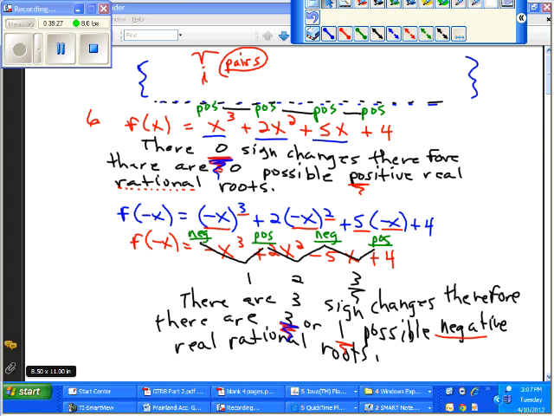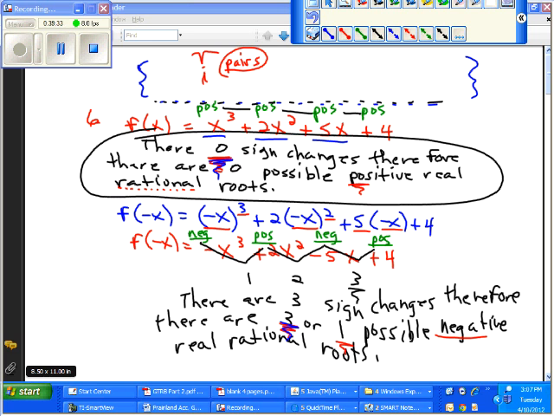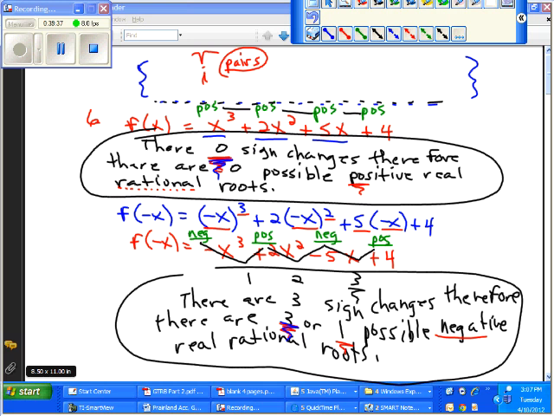Okay? You may say, well, what did you want for an answer? I want this sentence, and I want this sentence. And I wanted to see the work here where you plugged in negative x so that you could determine how many possible negative real rational roots there were. Okay? All right, any questions there?